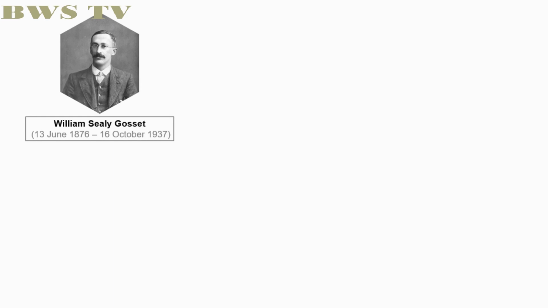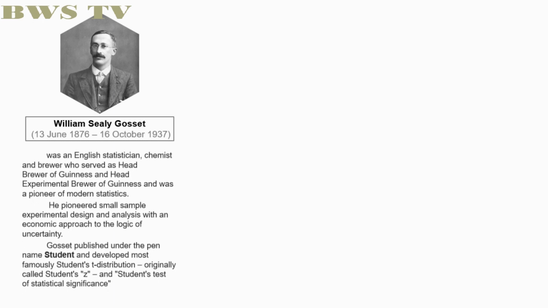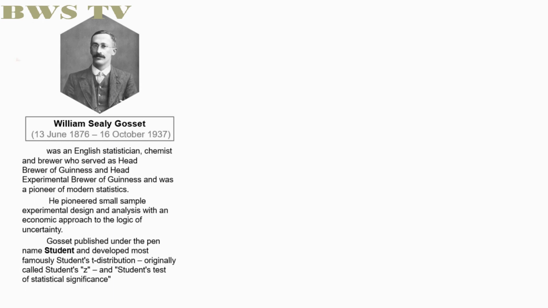William Sealy Gosset was born on June 13, 1876 and died October 16, 1937. He was an English statistician, chemist, and brewer who served as head brewer of Guinness and head experimental brewer of Guinness, and was a pioneer of modern statistics.